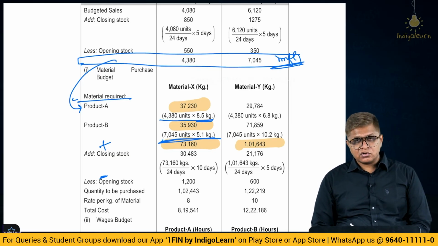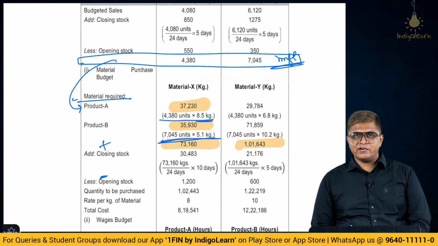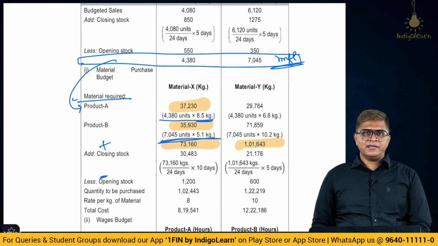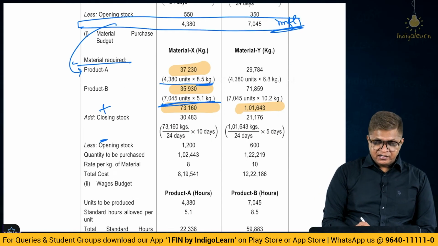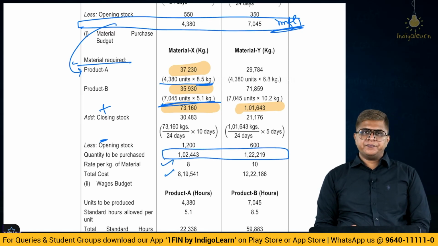Now for closing stock, they are saying we need to maintain a 10 days requirement and a 5 days requirement. That working we have done separately, and ultimately we have arrived at the quantity to be purchased. Multiplied by the rate per kg, we get the total cost.